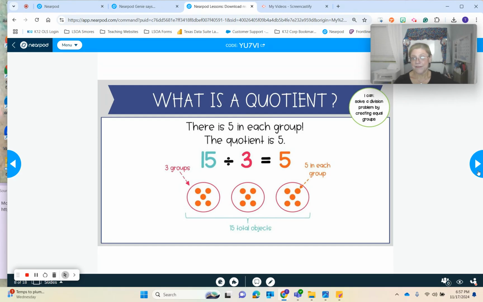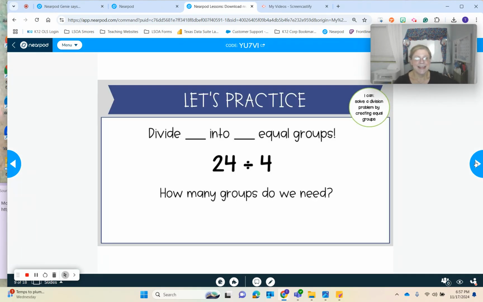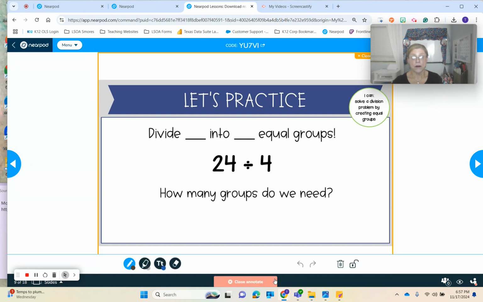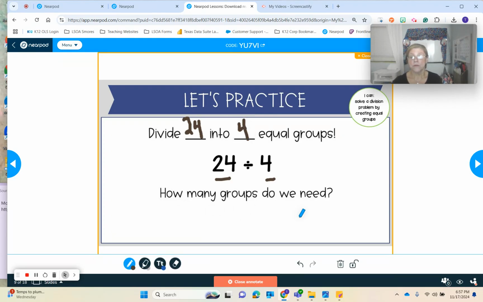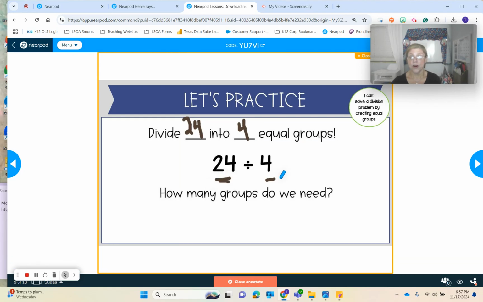And here we go. So let's divide 24. So we're going to divide 24 into 4 equal groups. How many groups do we need? Our dividend is 24. Our divisor is 4. So we need 4 equal groups. So 1, 2, 3, 4.